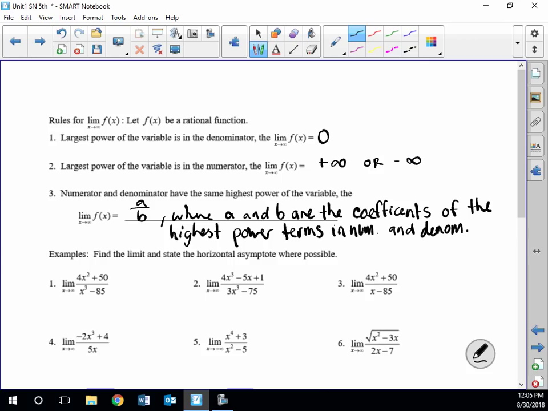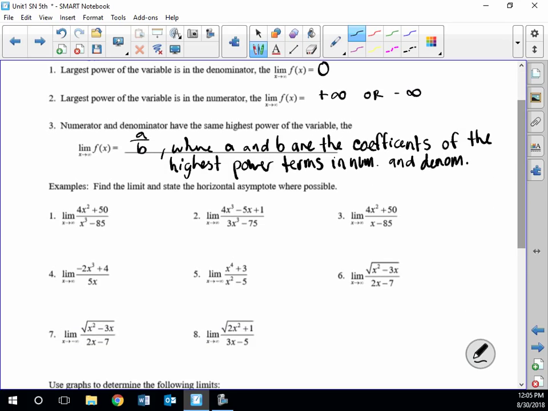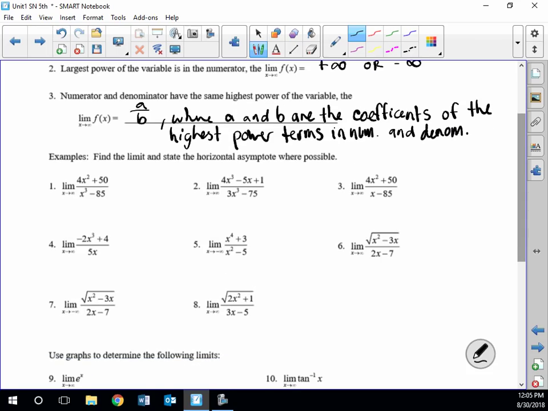Okay. So A is the highest power, or the coefficient of the numerator, and B is the coefficient of the denominator. All right. So now that we know the rule, let's just go kind of hog wild and answer these. So here, notice all of these limits are as x approaches infinity or negative infinity. So you have to be careful when it's going to negative infinity that you watch out for that sign in the second case here, because you might be going to positive or negative infinity.